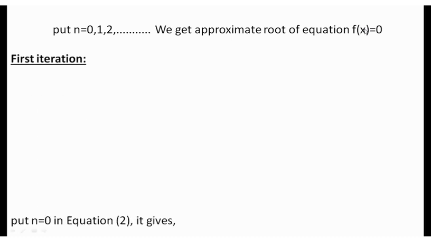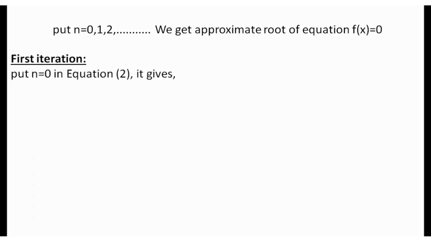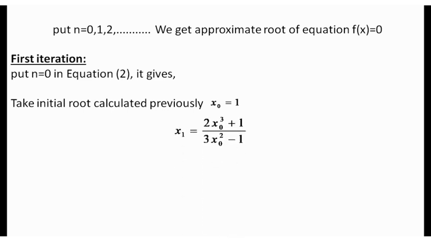Let us see the first iteration. Put n is equal to 0 in equation 2. It gives, take the initial root calculated previously. We have taken x0 is equal to 1 as it was the nearest value to 0. So x1 becomes 2x0 cube plus 1 upon 3x0 square minus 1. After solving, we get the value of x1 is equal to 1.5.